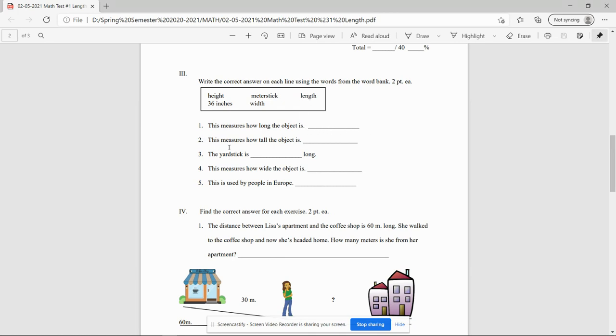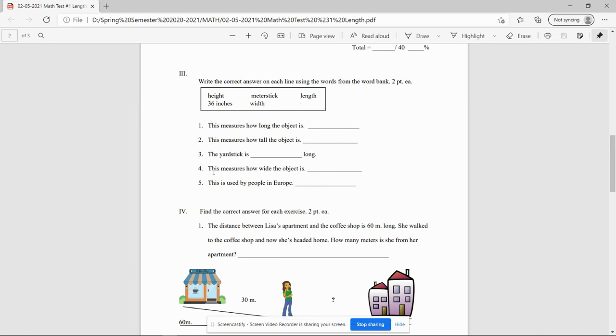Number two, this measures how tall the object is. How tall the object is. Is that going to be height, 36 inches, meter stick, width, or length? Number three, the yardstick is blank long. So what's the answer for that one? Is it height, 36 inches, meter stick, width, or length?